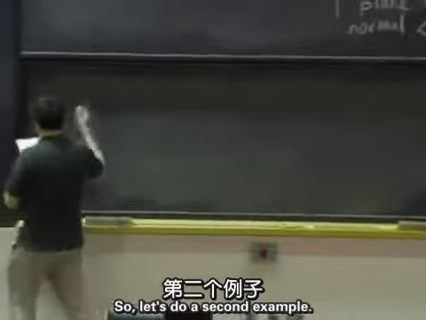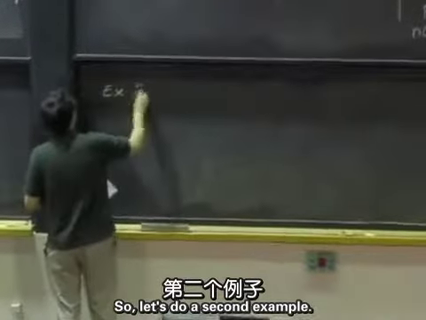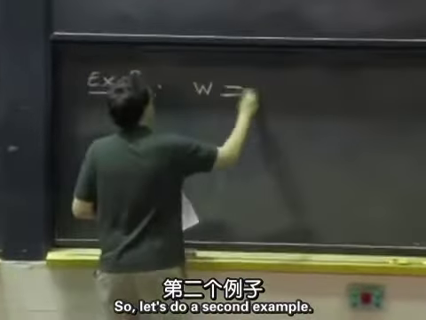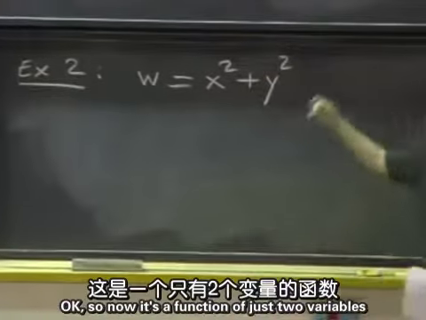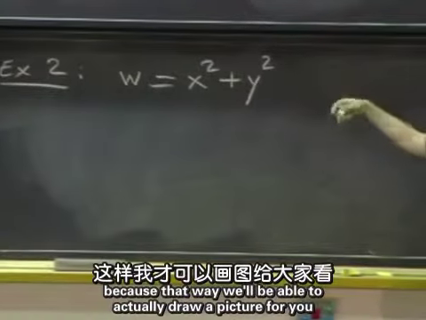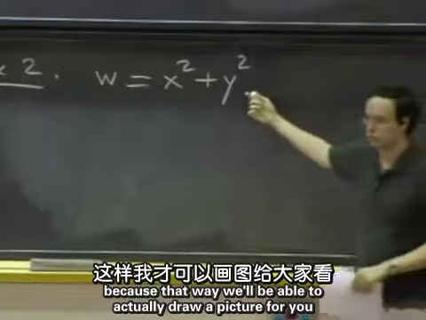So let's do a second example. Let's say we look at the function x squared plus y squared. Okay, so now it's a function of just two variables, because that way I will be able to actually draw a picture for you.